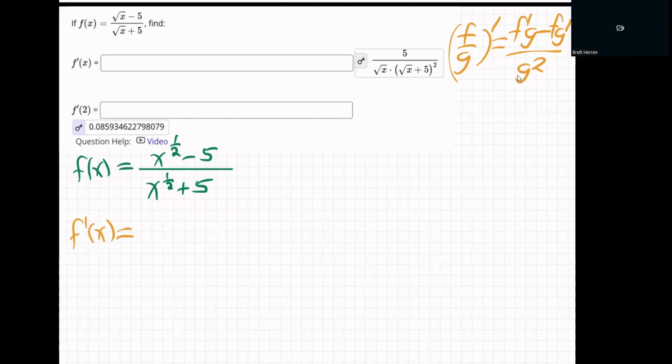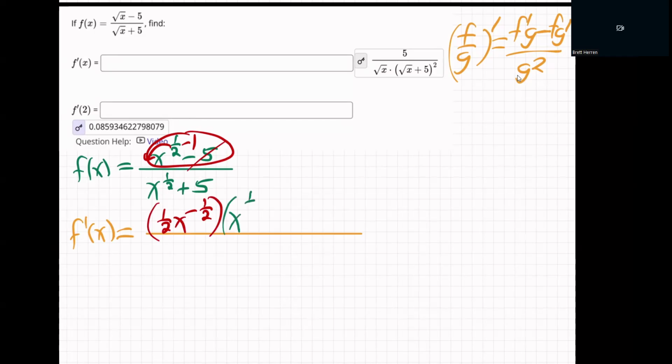The derivative is, so the first one goes first, take the derivative of this one. What's that going to be? That's going to be a half x to the minus, right? The half comes down. Subtract 1. A half take away 1 is negative half. The 5 just goes to 0. Got him. Times the second one, unchanged, minus. And then it's the first one unchanged, x to the half minus 5.